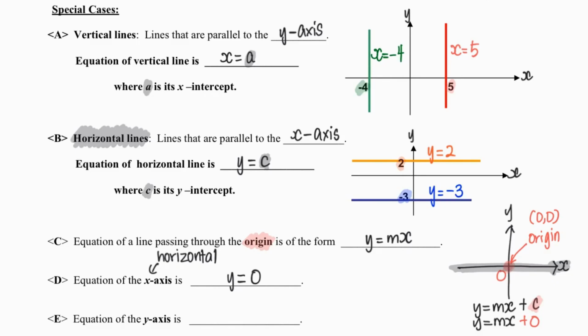Okay, now for the y-axis. The y-axis happens to be vertical. So I look at the vertical lines, which start with x. So x equals, then I look at here. What's the x-intercept? 0.